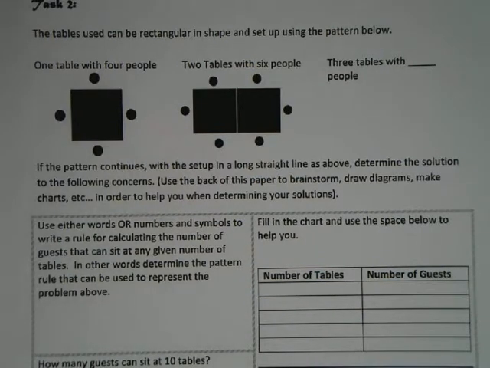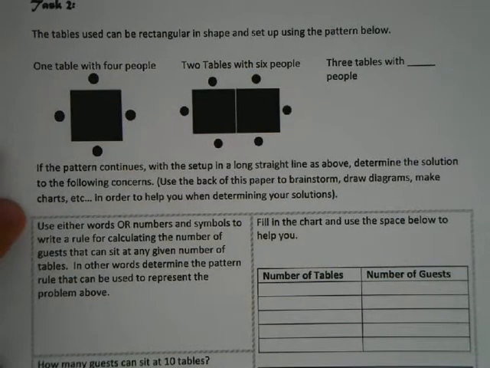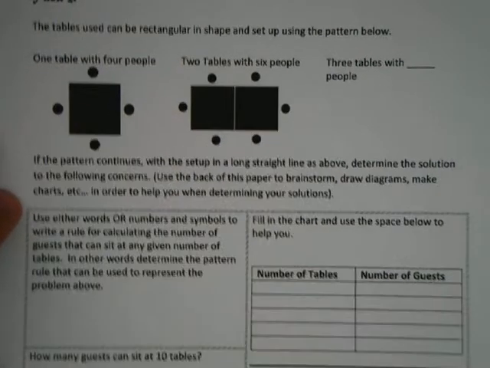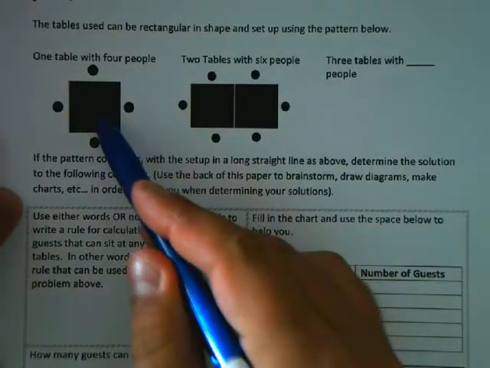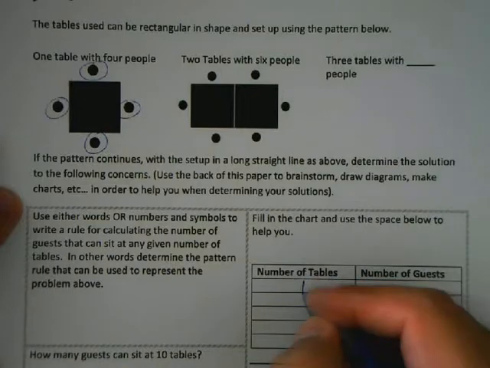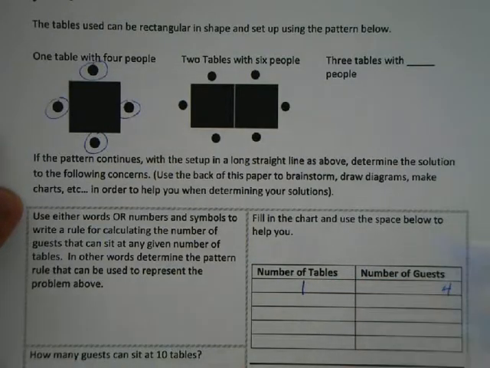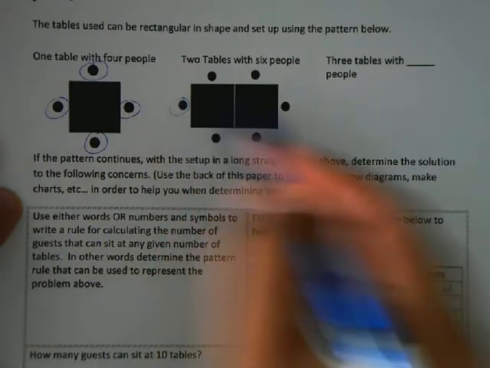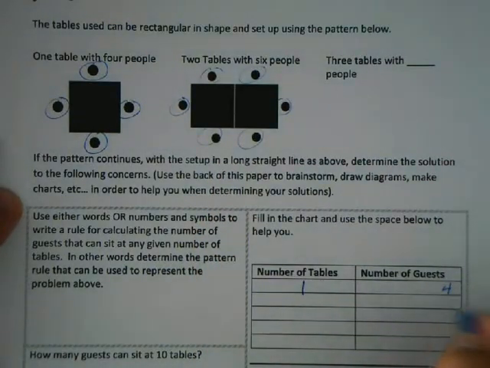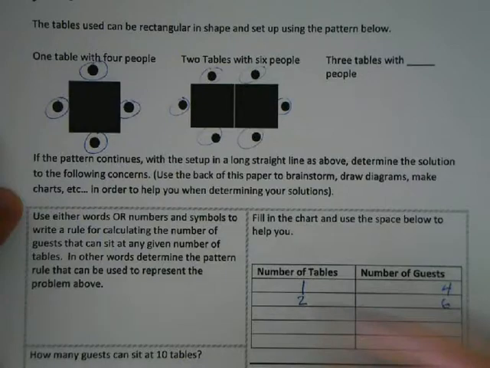So let's see what happens when we use a different shaped table. This time I'm going to start recording the data in the table right away. For one table, I had 1, 2, 3, 4 people. So one table, 4 guests. Two tables, I had 1, 2, 3, 4, 5, 6. So 6 guests, 2 tables.